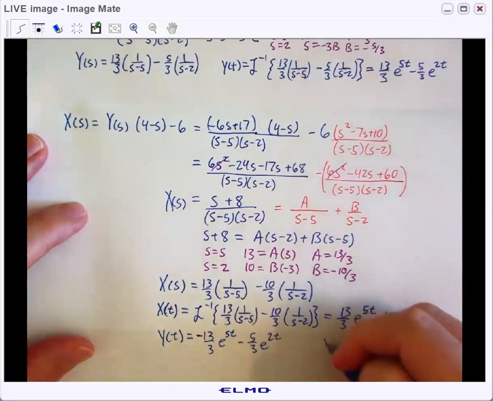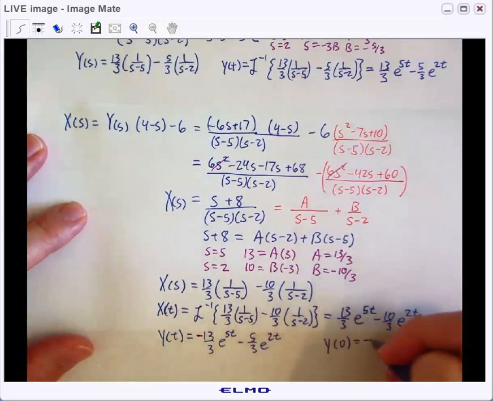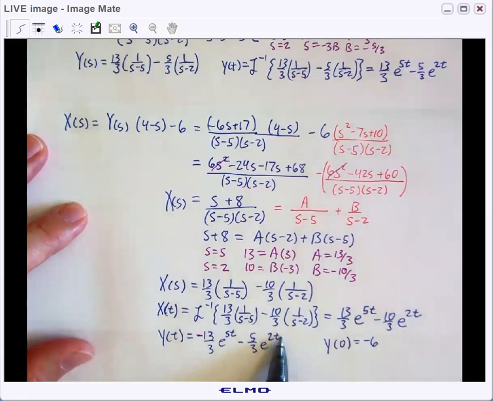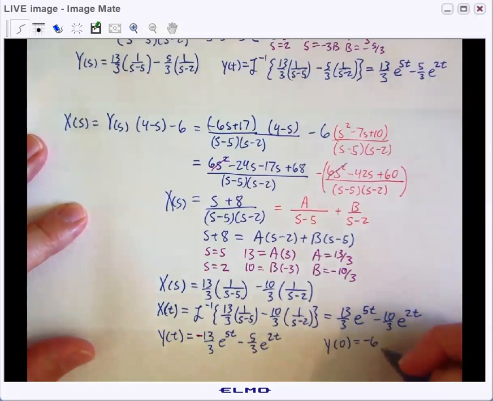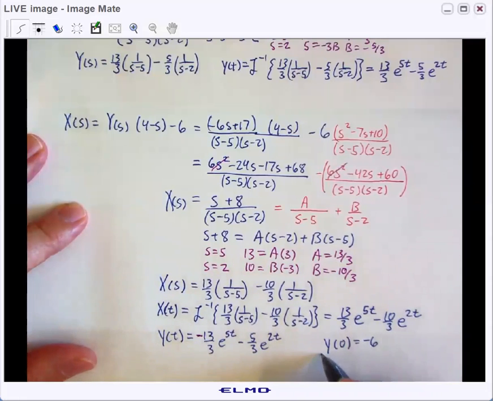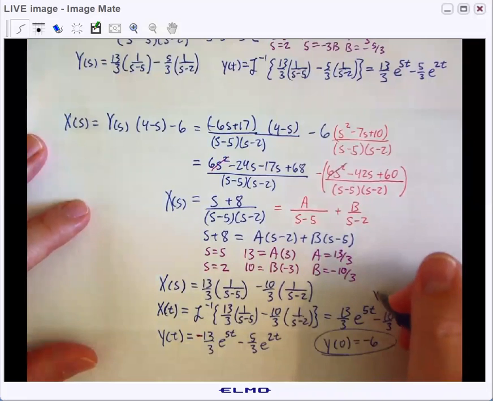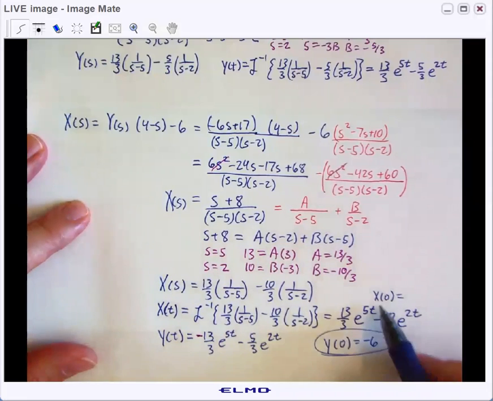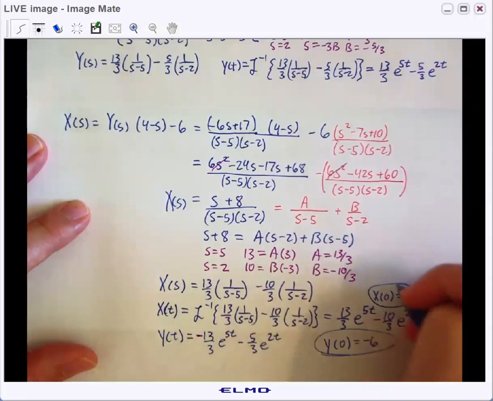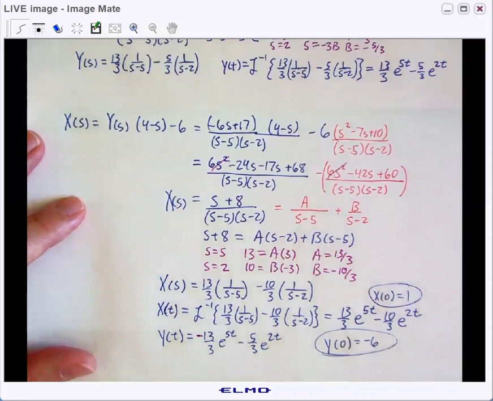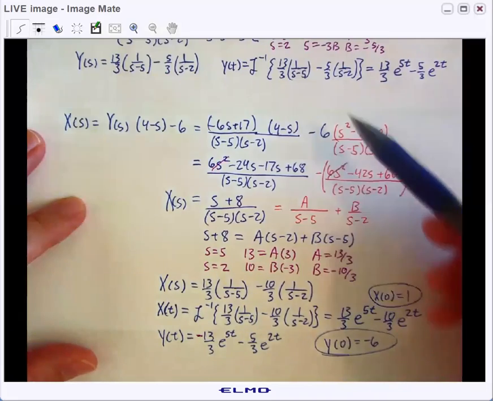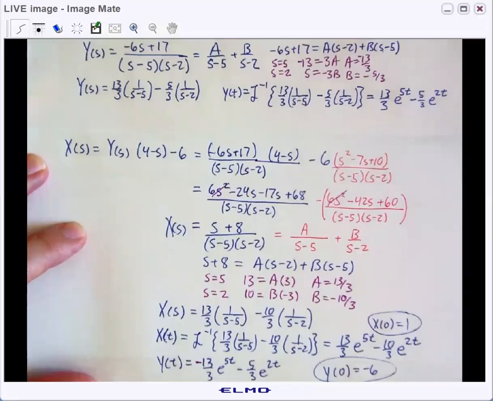So what did I do to catch my error? I remembered that my initial condition was y of 0 equals negative 6. So if I stick a 0 in for t, this whole thing should come out to be negative 6, and negative 13 thirds minus 5 thirds is negative 18 thirds, or negative 6. So just because you can easily make a mistake, it's not a bad idea to double check your initial conditions. Let's see, x of 0 would be 13 thirds minus 10 thirds, which is 3 thirds or 1, and so that matches. All right, so you can do a quick double check just to make sure that you didn't blow a sign somewhere along the way.